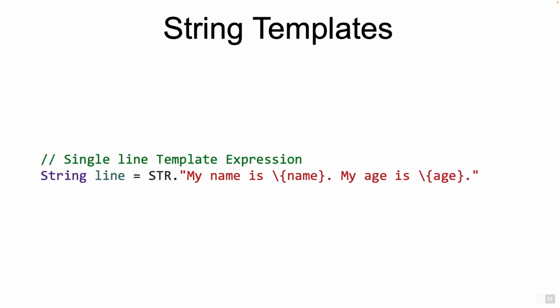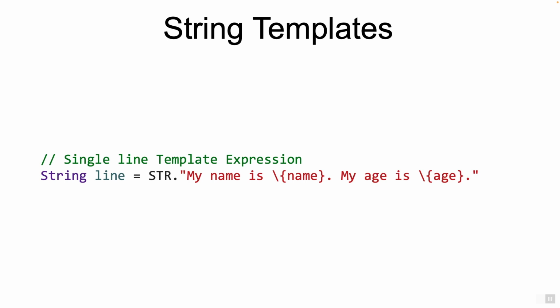In Java 21, Oracle introduced a preview feature called String Templates, which brings the same interpolation to Java, but it's also much more. String templates can be considered as a superior form of string interpolation, and we will come to that. Here's a simple example of string interpolation in Java.